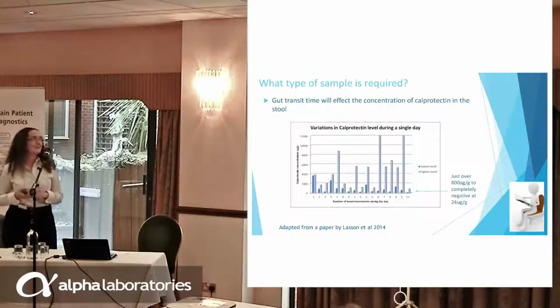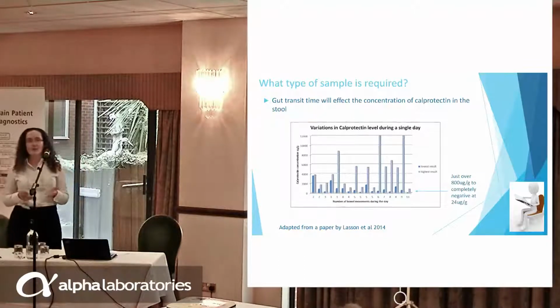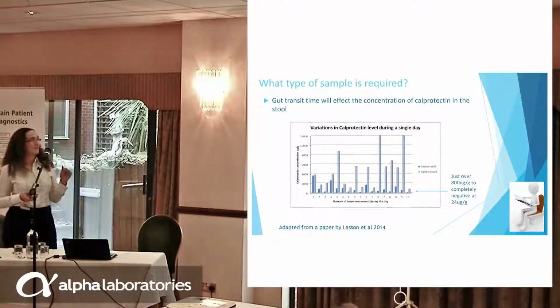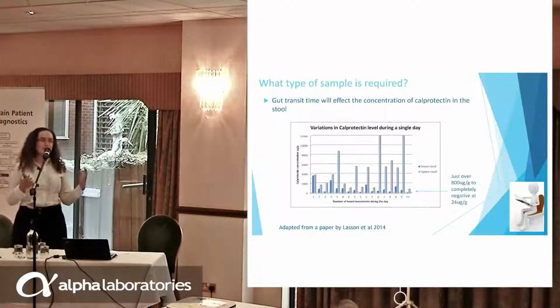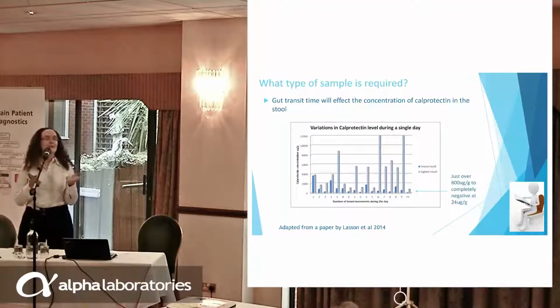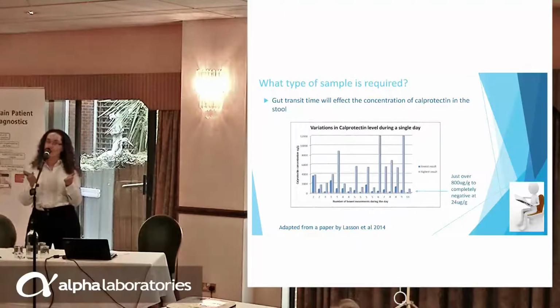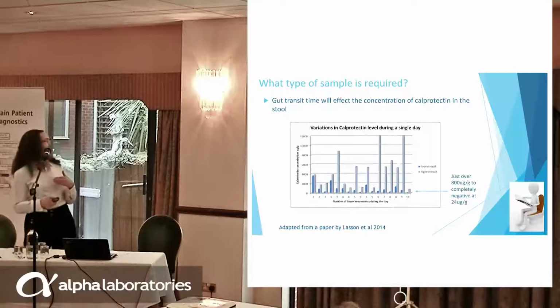So, what type of sample is required? The gut transit time will quite radically influence the concentration of calprotectin that you're going to get in the stool. We know that it's picked up as it's in contact with the stool. If it progresses nice and slowly through the gut, it picks up quite a lot of the calprotectin if it's there on its way through. If the transit time is more rapid, as tends to happen with these patients, then it's going to pick up a lot less calprotectin because it's just not physically there for long enough to collect the sample.